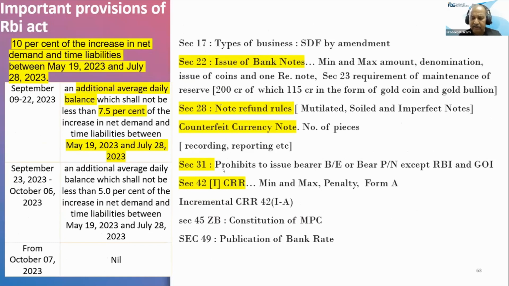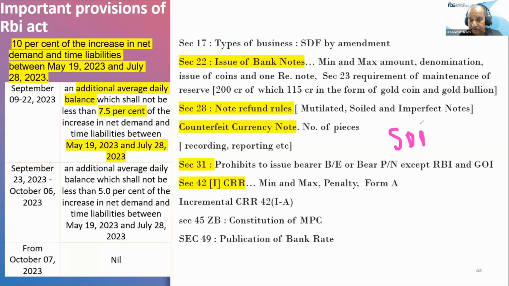Penalty, definitely there is a penalty in case the bank doesn't maintain the prescribed percentage. On a fortnightly basis it is 90%, and on the last date 100%. If it is not maintained at 90% average and 100% on the last day, then there is a penalty: bank rate plus 3%, and if the default continues, then bank rate plus 5%. This is the penalty.